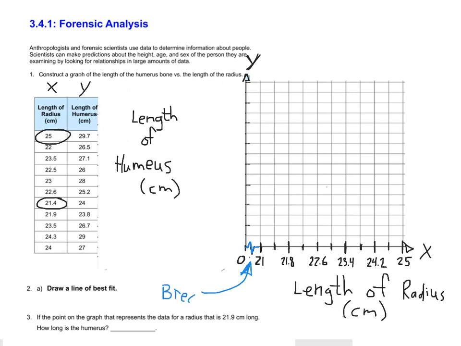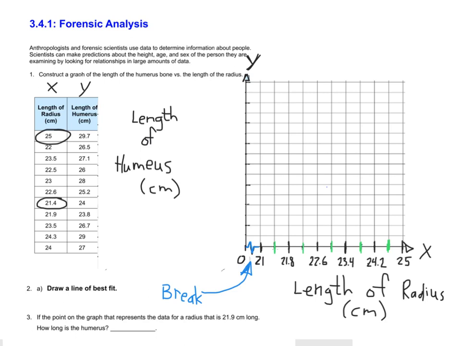And then I actually made my first number 21. And then I'm going up by increments of 0.4. So this is actually 21.4, then 21.8, and then this is 22.2, 22.6, this is 23, 23.4, this is 23.8, and then this is 24.2, and then this green line is 24.6, and then 25.